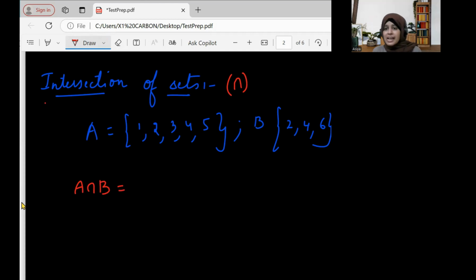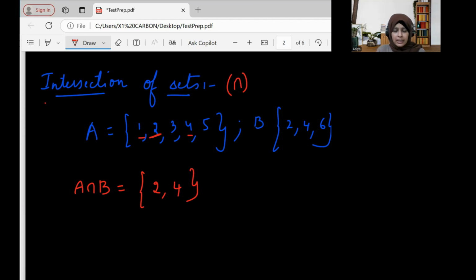Now, what are the elements that are common to both the sets? 1 is present in A but not in B. Moving on to 2, 2 is present in both the sets, it is common. So, now I have my element 2. 3 is not present in B. 4 is present in both A and B. Next, I have 5 in A but not in B, and 6 in B but not in A. So, this is how I write my A intersection B. I hope this is clear.